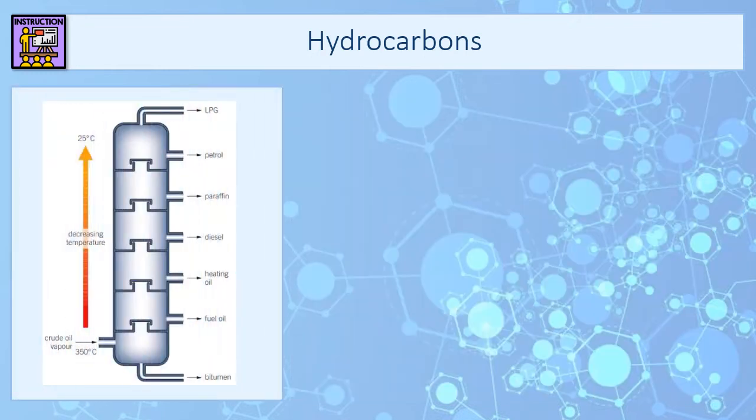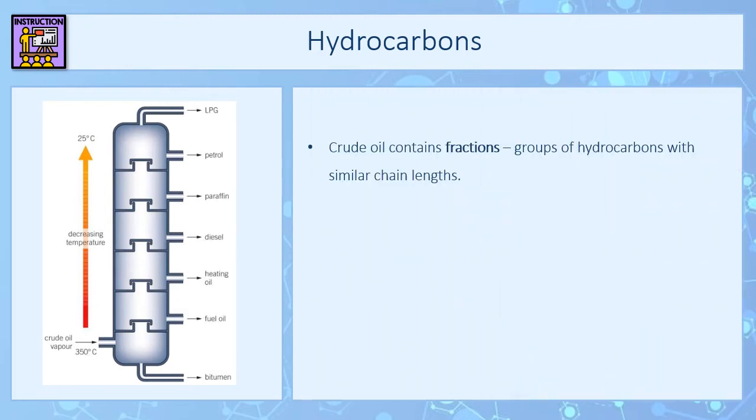To make crude oil useful to us, we have to separate out that mixture that I showed you in the picture at the beginning. Crude oil contains fractions, and those fractions are just groups of hydrocarbons that have a similar chain length. And when I say chain length, I mean the number of carbon atoms in the molecule. We can separate out those fractions using a process called fractional distillation, and the fractional distillation column is shown in the diagram on the left-hand side.